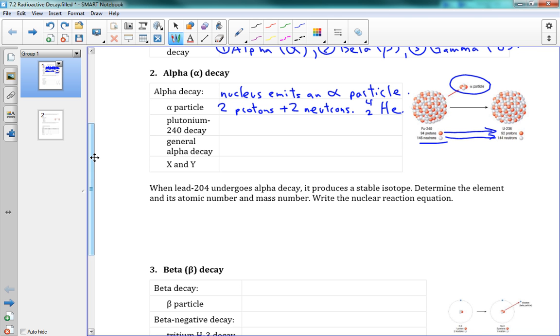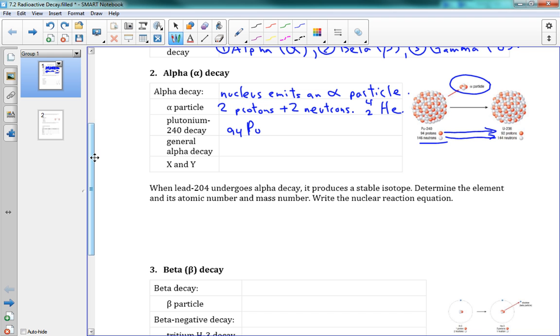Now, if our protons go down from 94 to 92, we have a new element. It's not plutonium anymore. It's become uranium. Uranium is the element with 92 protons. And so you can see that in this process, the plutonium changed into uranium by shooting off an alpha particle. So that's alpha decay. We've got the example here. We're going to write the equation for that. So it looks like this.